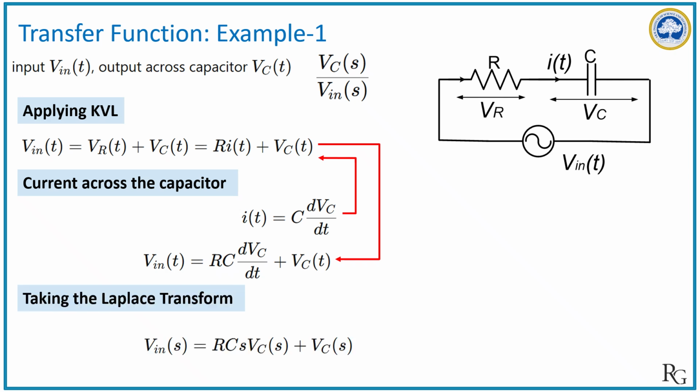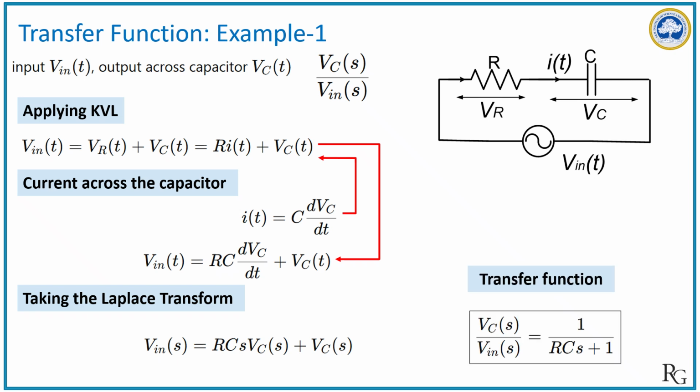Now, if we take the Laplace transform of this equation, we will get the relation between the total voltage and the voltage across the capacitor in the Laplace domain. And now simply we can take the ratio of voltage across the capacitor and total applied voltage in the Laplace domain, and we will get the transfer function as 1 upon RCs plus 1. Again, here we should consider that the initial condition is 0. That means the voltage in the capacitor is 0 at time t equal to 0.